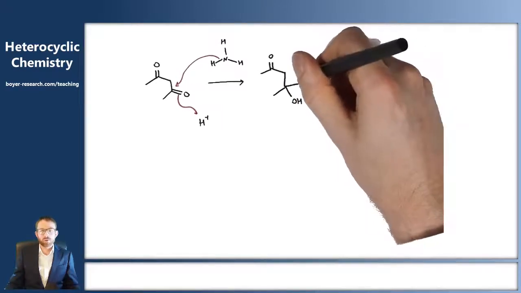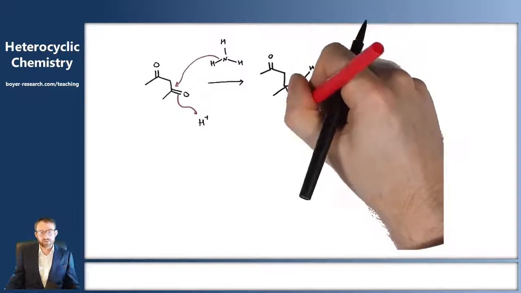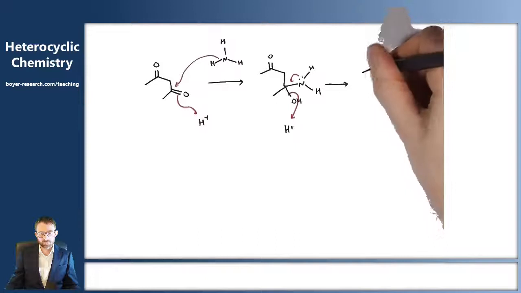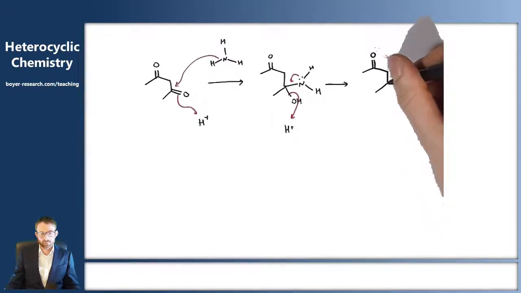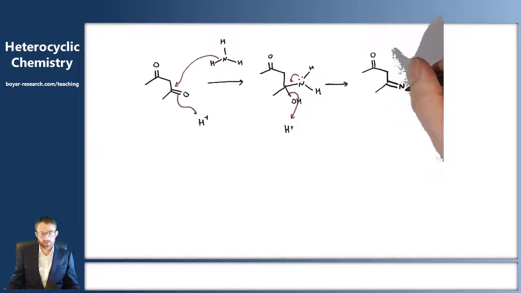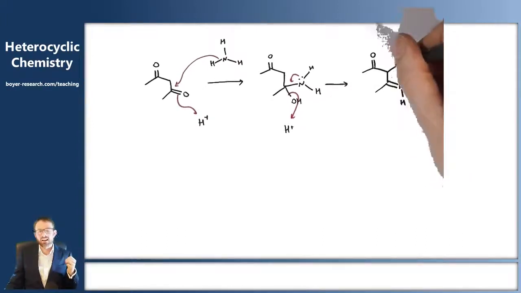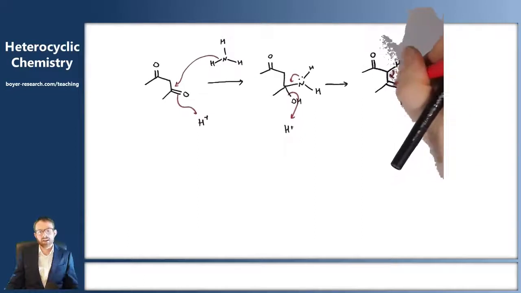And then we get loss of water. So the lone pair comes in, breaks the carbon-oxygen bond, this forms an iminium which can rearrange to quench the positive charge and form our enamine.